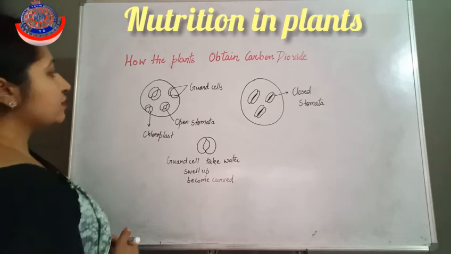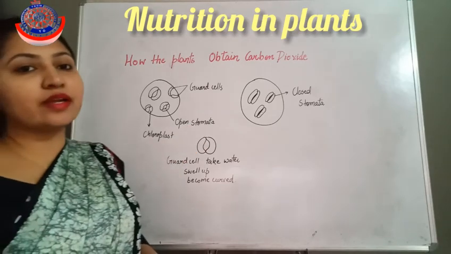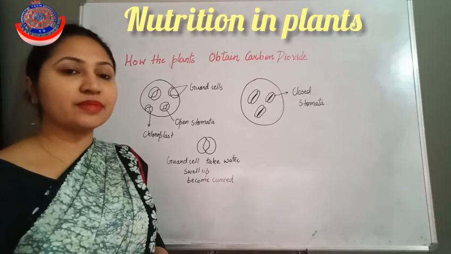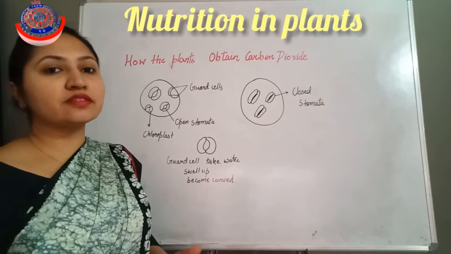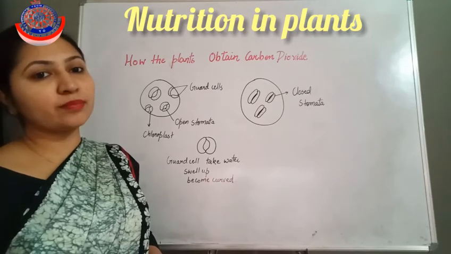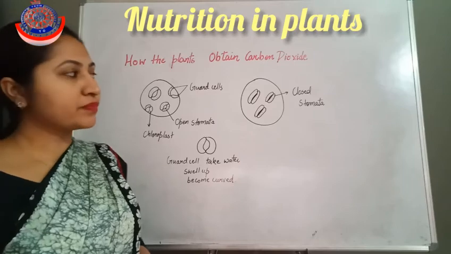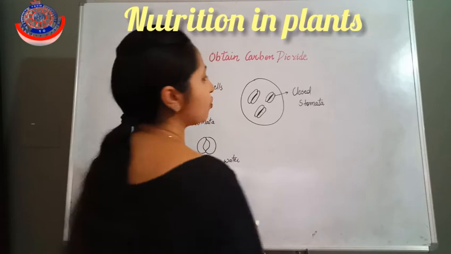Okay, so when the stomata open up, the carbon dioxide enters through the stomatal pores. And when the plant does not require carbon dioxide, the stomatal pore gets closed. So now here you can see that it is showing the closed stomata.